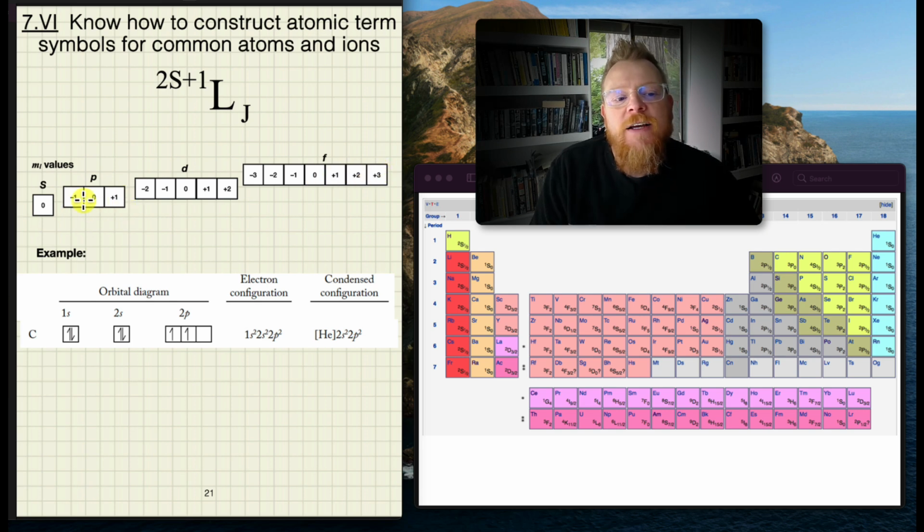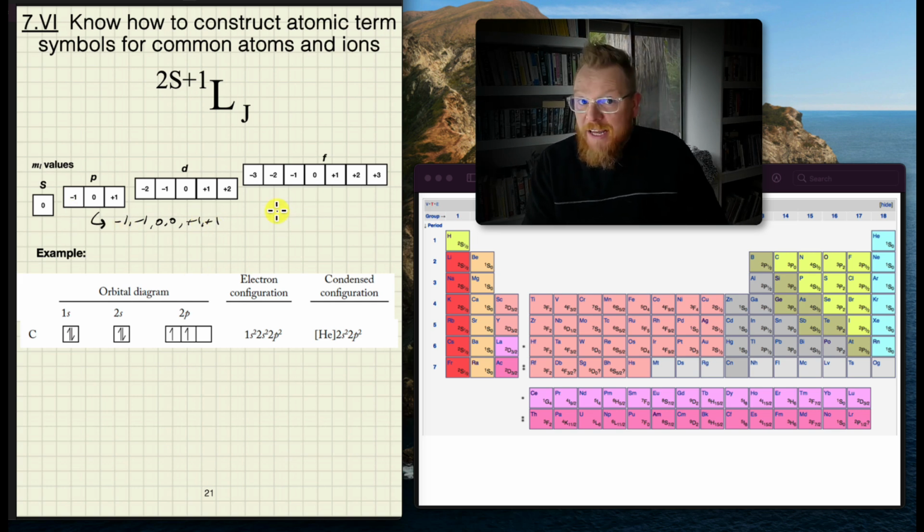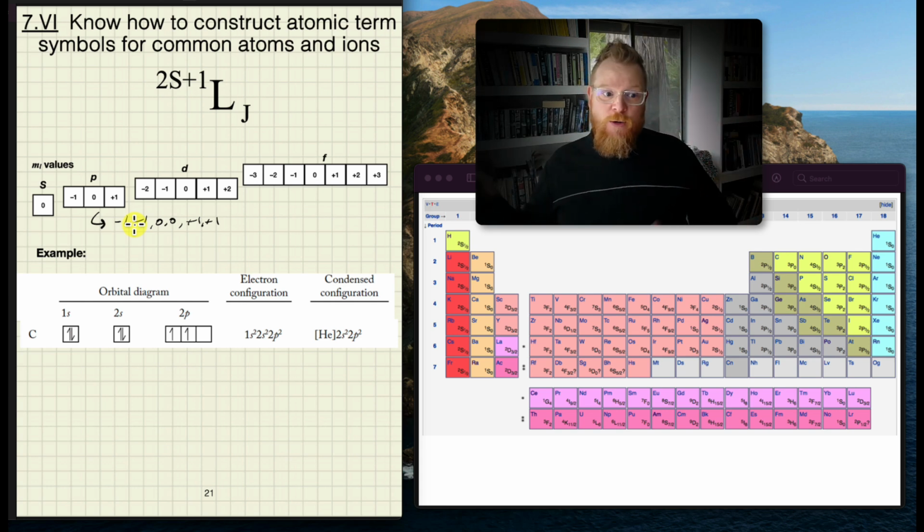Now, you might be guessing, well, there are 6 positions for P, but you've only indicated 3. That's right. When we put together these ML values in order of the periodic table, it's going to go -1, -1, 0, 0, and then +1, +1, which gives me my 6 positions. We can do the same thing for the D: -2, -2, -1, -1, 0, 0, 1, 1, 2, 2. That gives me my 10 positions for the D orbital.